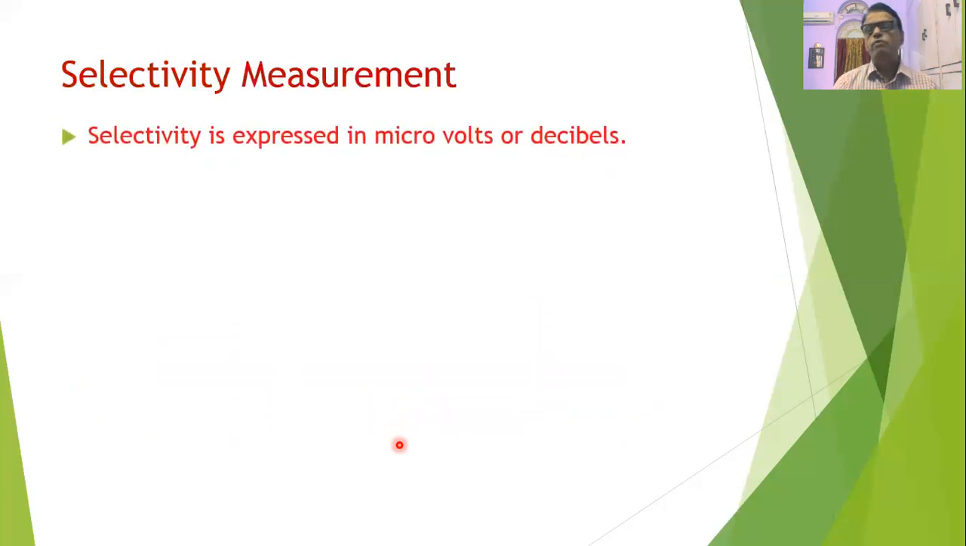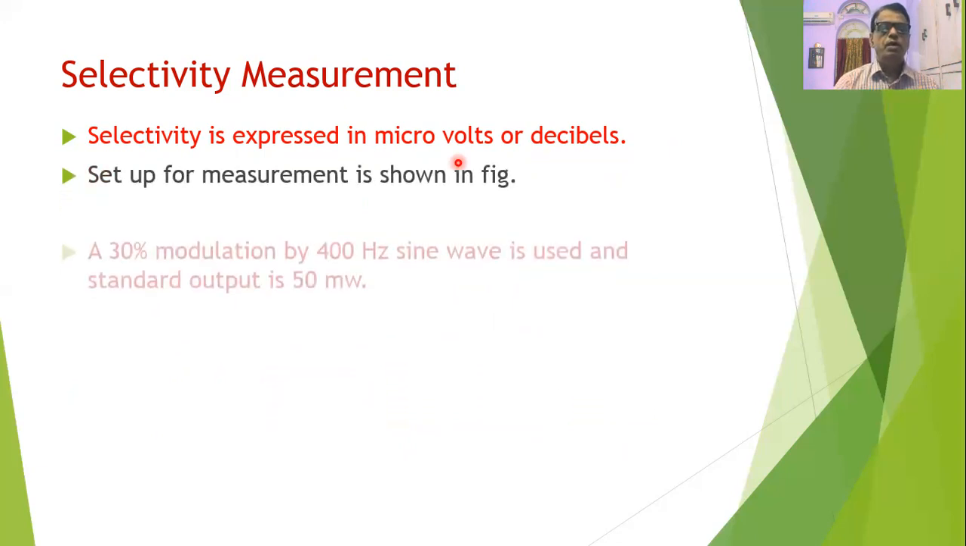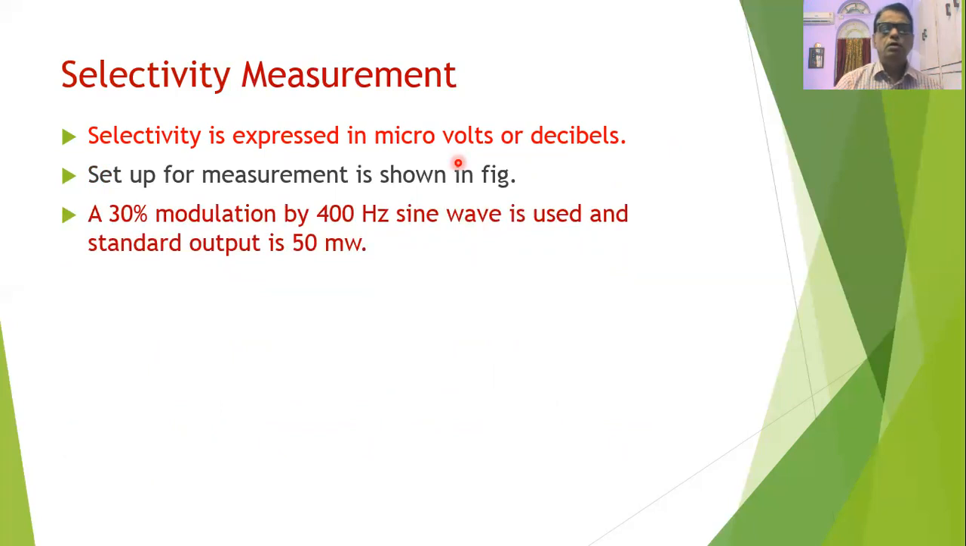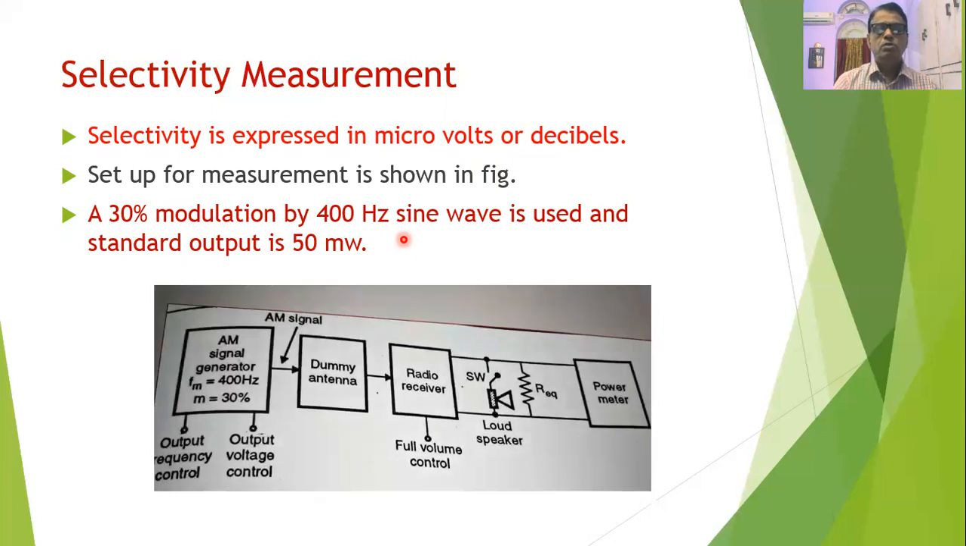Now, whenever we want to measure the selectivity, it can be measured practically by making some arrangement. Selectivity is always expressed in terms of microvolts or can be expressed in decibels. Now, we can have the setup for the measurement of the selectivity. For the measurement of the selectivity, we will use a 30% modulation by a 400 hertz sine wave, and we will apply it to the input such that we should get a standard output of 50 milliwatt. Such a setup can be used for the measurement of the selectivity.